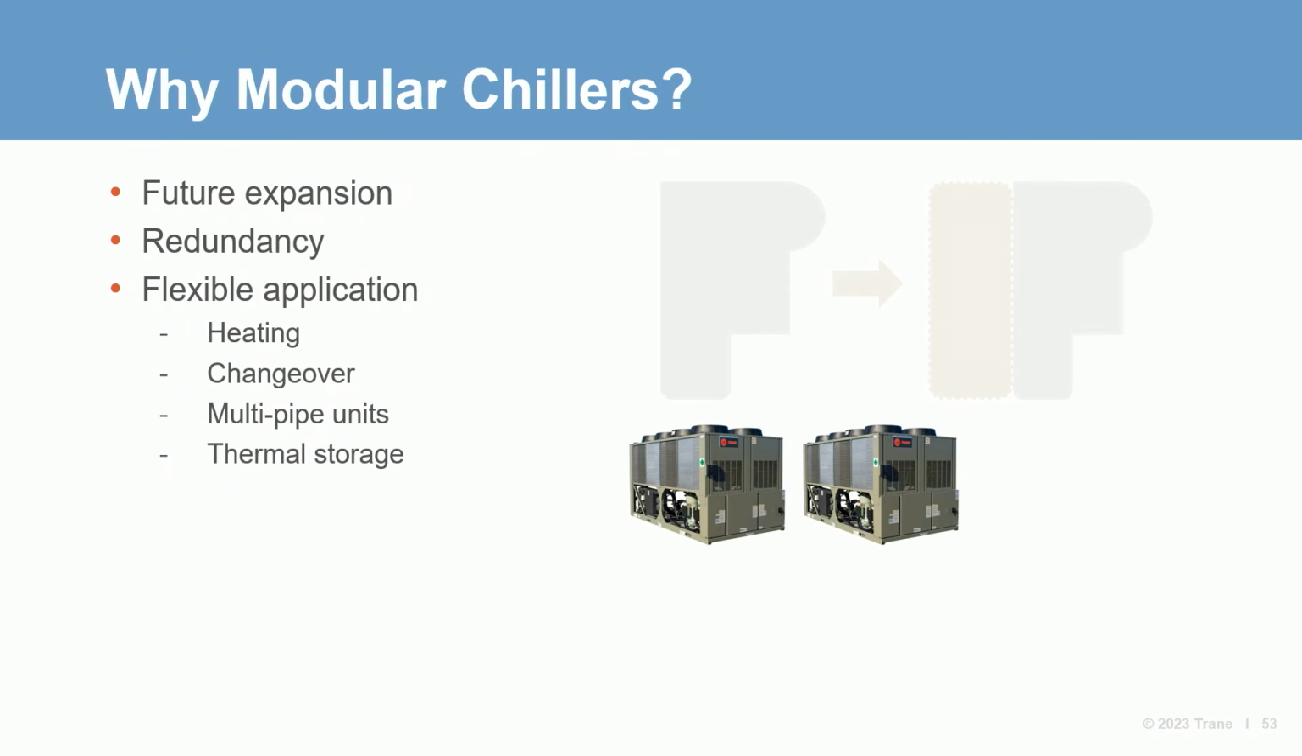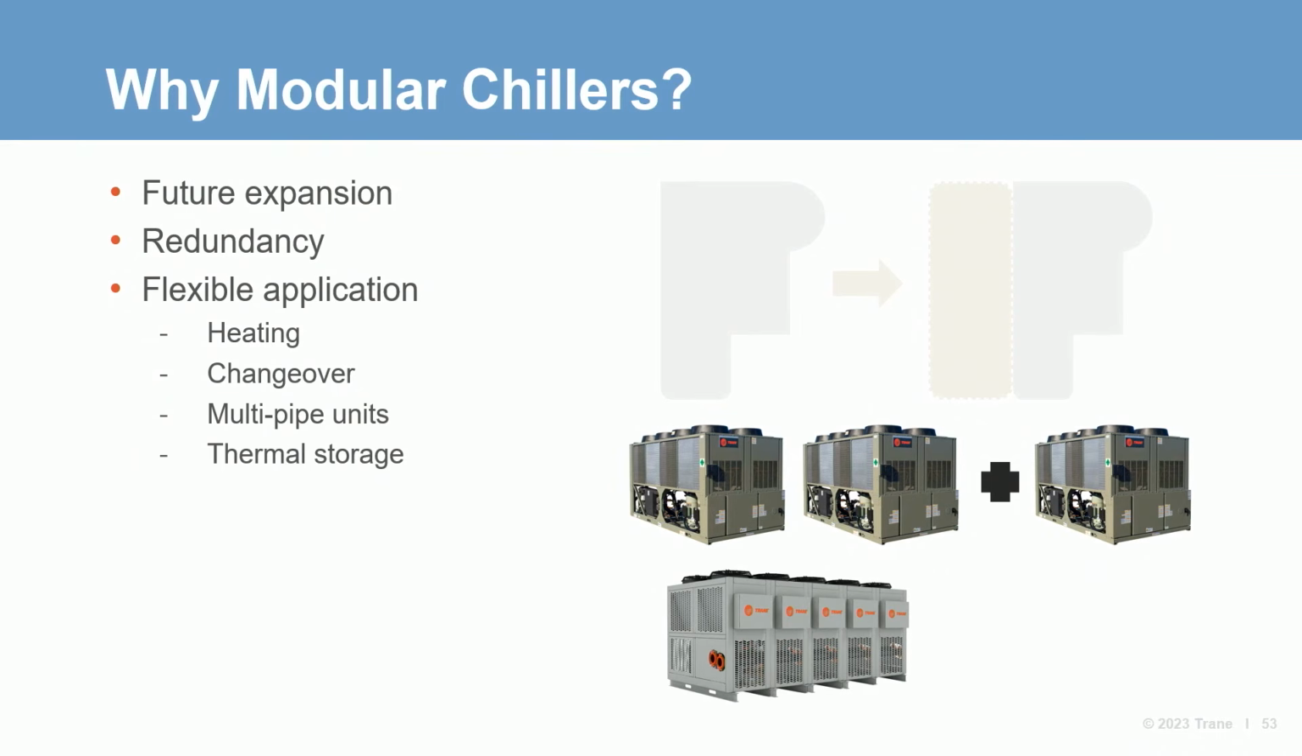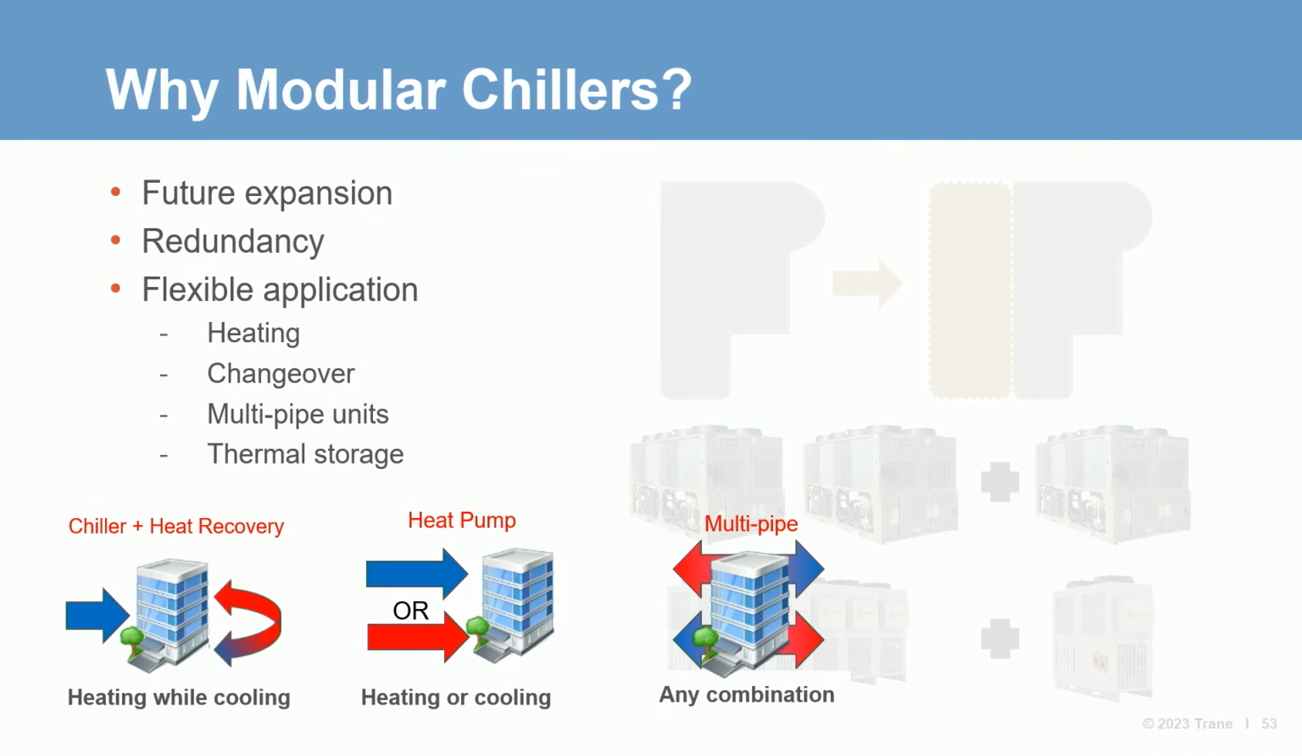Smaller units reduce redundant capacity. Take a 200-ton chiller plant with a pair of 100-ton package chillers. To achieve N+1 redundancy, a third 100-ton chiller is required. Using 5 40-ton modules instead, only a 6th 40-ton module is required to meet N+1. And these platforms are flexible. Modular heat pumps can be used for seasonal coverage or in changeover systems as chiller heaters. And heat recovery is an option as well.